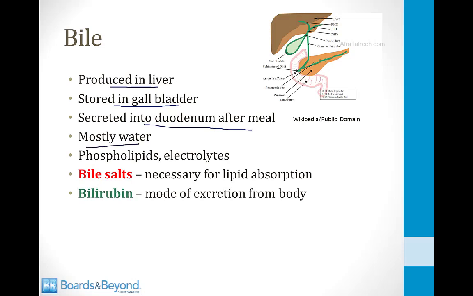It's made up mostly of water, but it also contains some phospholipids and electrolytes. From a physiology point of view, the two most important components of bile are the bile salts, which help to absorb lipids, and bilirubin, because bile is the main mechanism by which bilirubin is excreted from the body. I'll talk about bilirubin in a separate module. In this module today, I'm going to focus on bile in general and the bile salts.